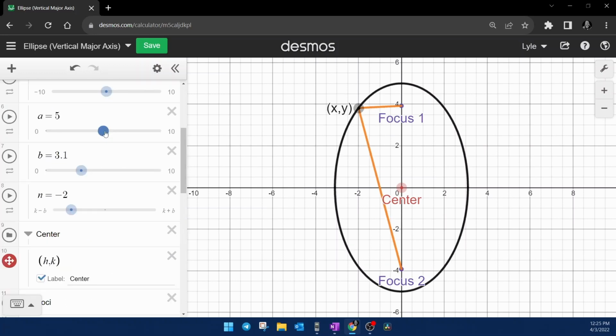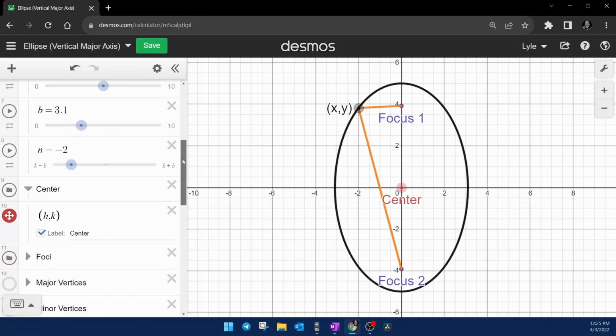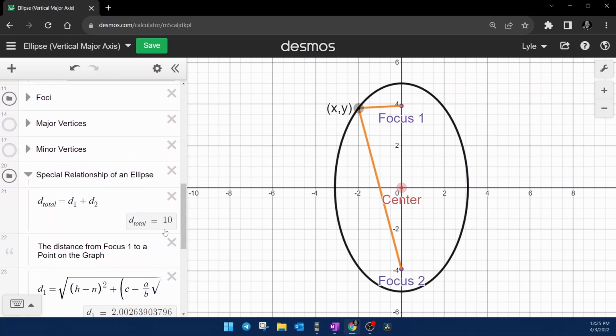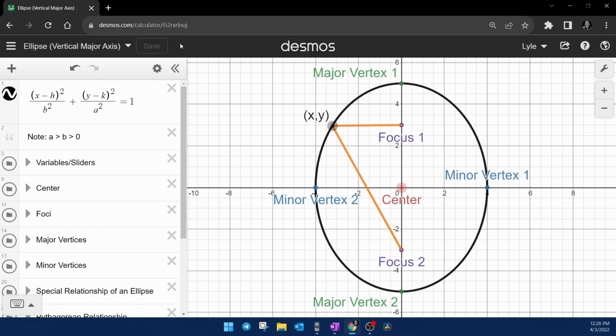So if I adjust that A value to 5, remember the length of the major axis is 2 times A, and so this sum should be 10, and it is. And that's going to do it for our Desmos overview of the ellipse. Now let's go look at some examples.